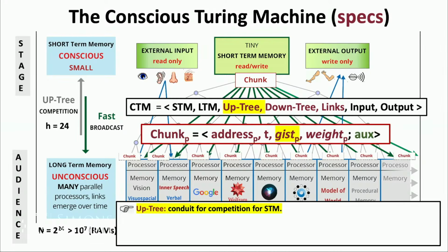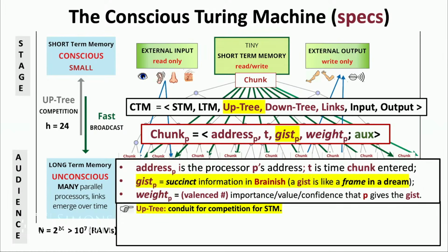Okay, and in the literature, chunk is often just informally defined as a few words, maybe a sentence, a small concept, or something, but we have to formally define it, so we define it as a 4+ tuple. So it starts out with the address of the processor that put in the information, and if there are 10 to the 7th processors, that's like a 7-digit number. The time could be a 10-digit number. The gist is succinct information in Brainish.